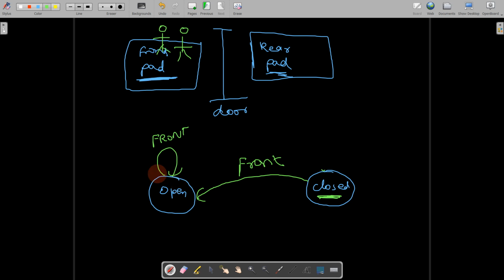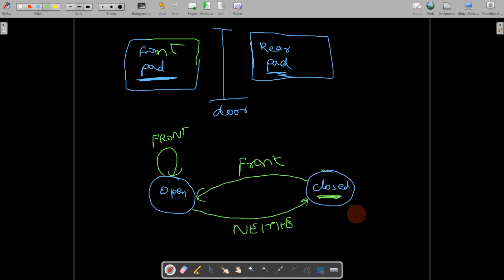Now suppose nobody is standing on any of the pads, nobody is standing on the front or the rear. So what will happen? Nobody is standing, that means the input is neither, and the door was open.